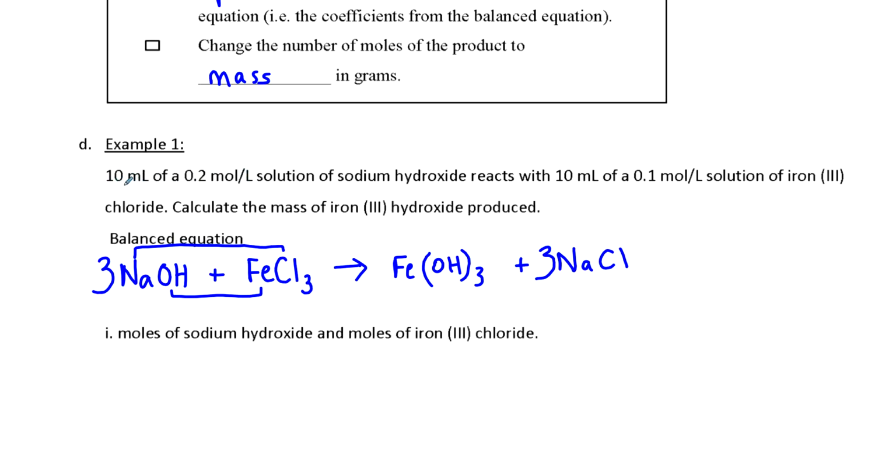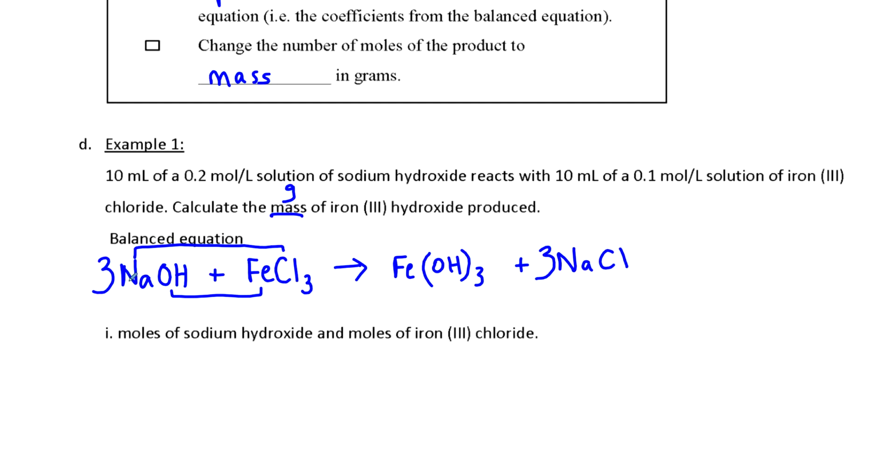So this is quite a realistic thing that you would do in the lab. We have 10 milliliters of this concentration of sodium hydroxide, and another 10 milliliters of this concentration of iron 3 chloride. Now, if we're going to predict the mass in grams of iron 3 hydroxide produced, we have to figure out which of these two is the limiting reactant.